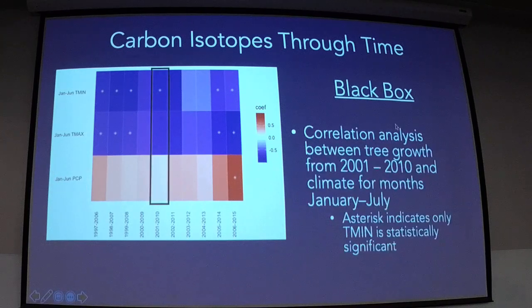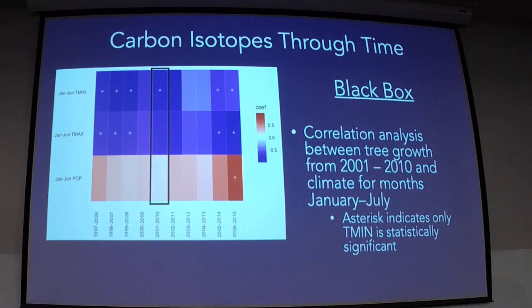If we look at just one window of analysis, this middle window here, the asterisk shows statistical significance. The only statistically significant relationship here is with nighttime lows, T-min. Ultimately, what this means is the correlation analysis of tree growth from 2001 to 2010 and T-min for January to July is significantly negatively correlated. So when temperatures are high, that line decreases, which means moisture stress increases. So that's what we're thinking about.